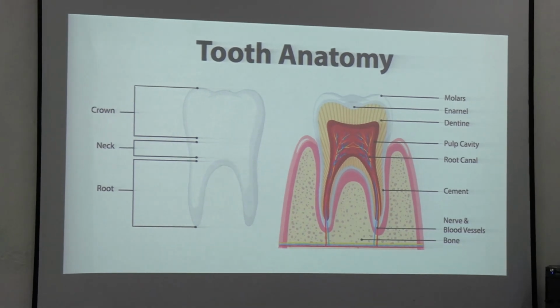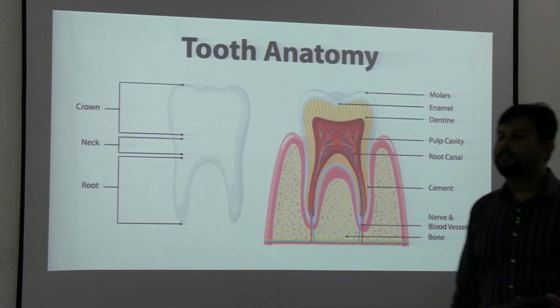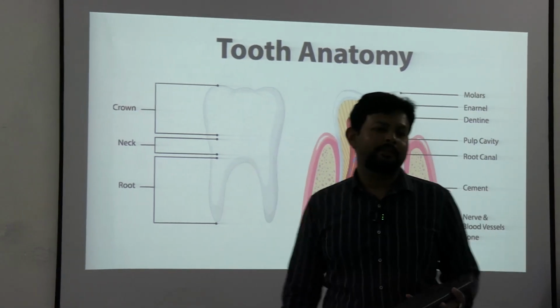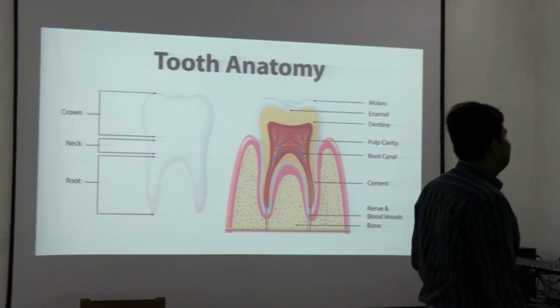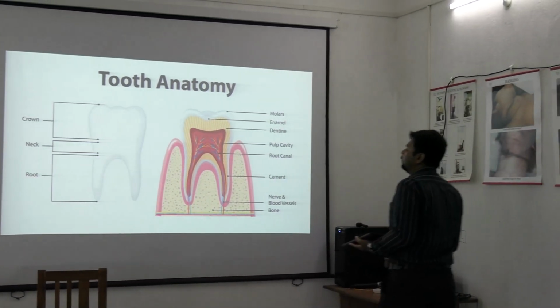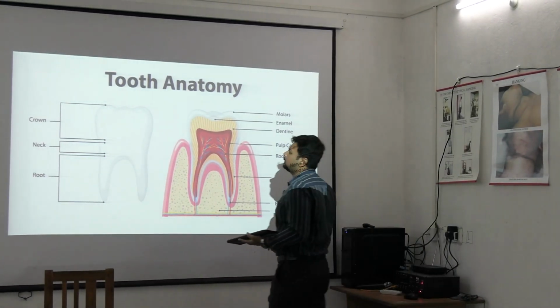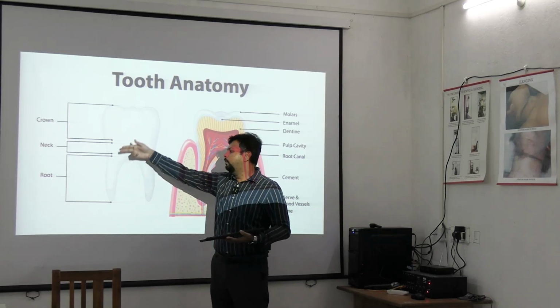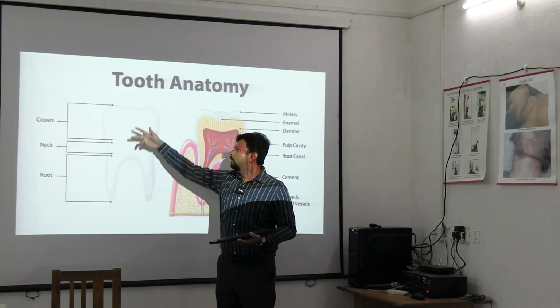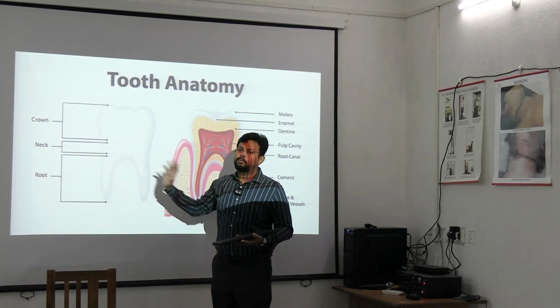Teeth. Daant. Okay. Everybody has teeth. So teeth are divided into three parts: crown, neck and root. Crown, neck and root. Okay.